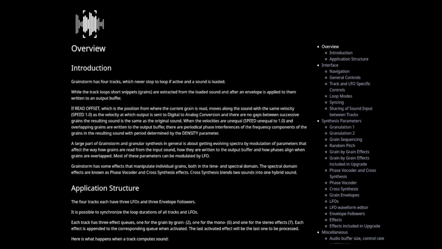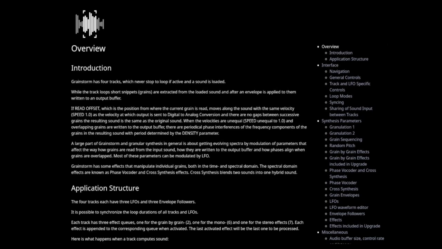If the read offset, which is the position from where the current grain is read, moves along the sound with the same velocity (speed 1.0) as the velocity at which output is sent to digital to analog conversion, and there are no gaps between successive grains, the resulting sound is the same as the original sound.